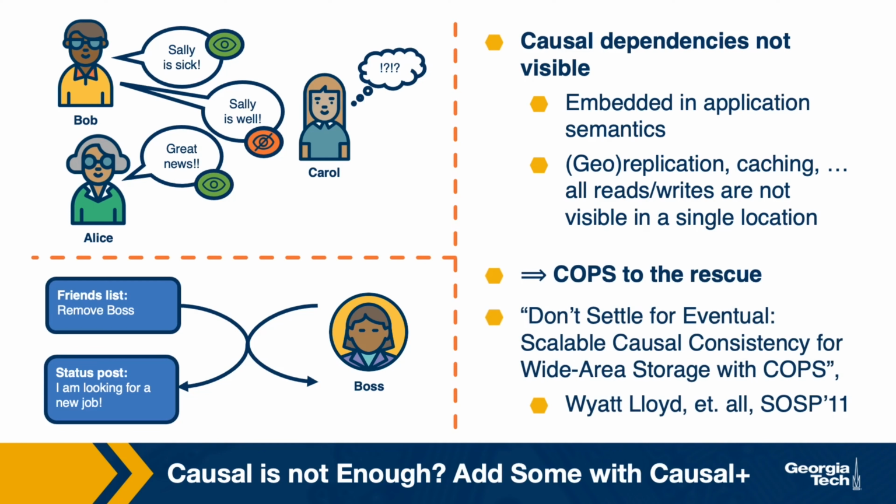To address this, Wyatt Lloyd, who is now at Princeton, and his co-authors, who were really co-advisors at the time, introduced a new model called Causal Plus, and they presented it in a paper called Don't Settle for Eventual: Scalable Causal Consistency for Wide Area Storage with COPS. They presented it at the SOSP conference in 2011.